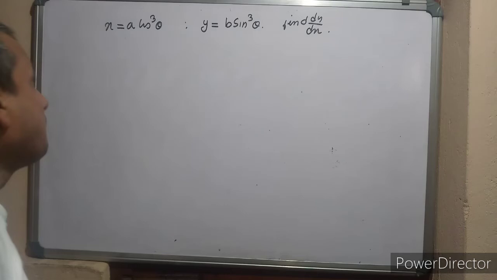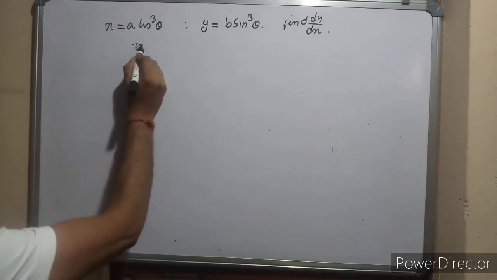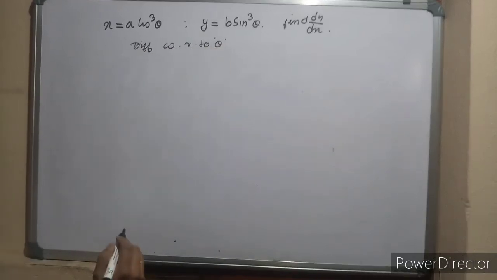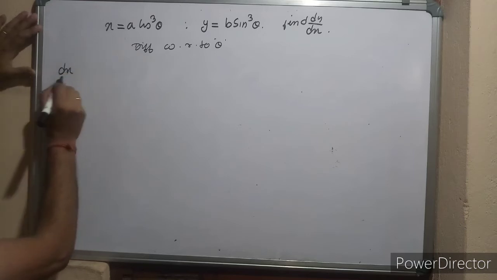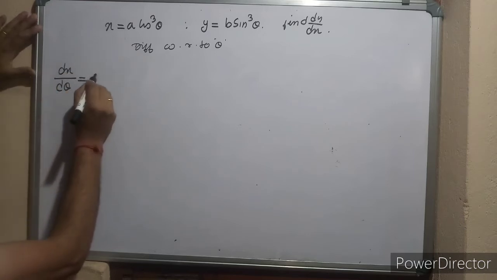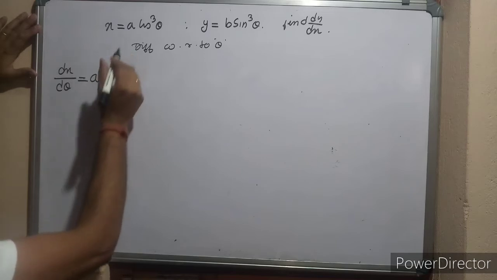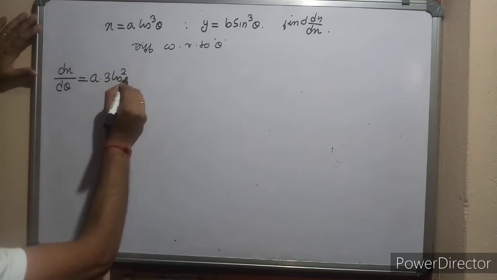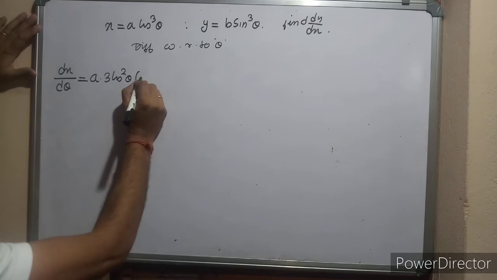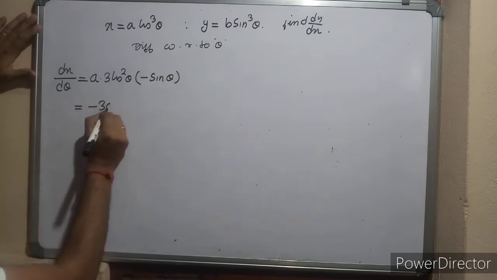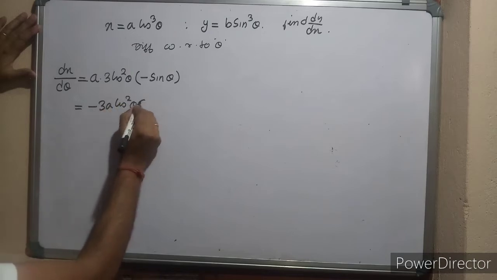Now in this question also, the parameter is theta. Both the equations I'll differentiate with respect to theta. What I'll get over here is dx over d theta. First you have to differentiate the power function. Cos cube theta means first the power: x cube gives 3x square. Same way, cos cube theta gives 3 cos square theta into the derivative of cos theta, which is minus sine theta. After simplification we'll get minus 3a cos square theta sine theta.